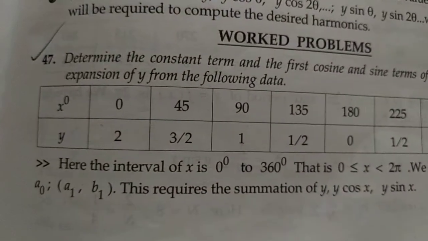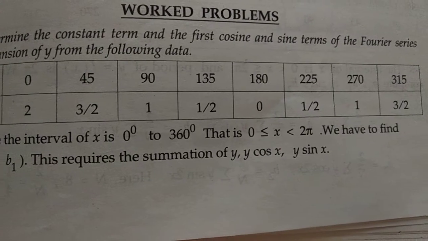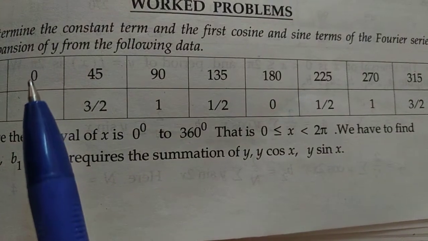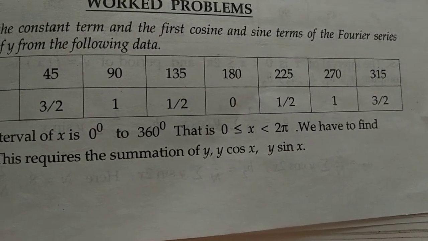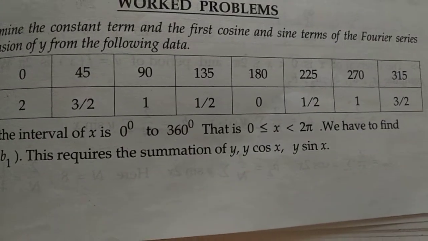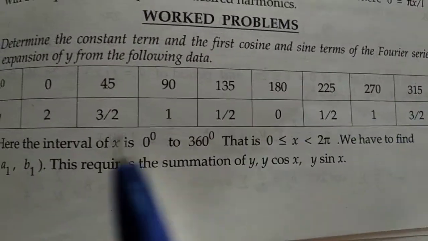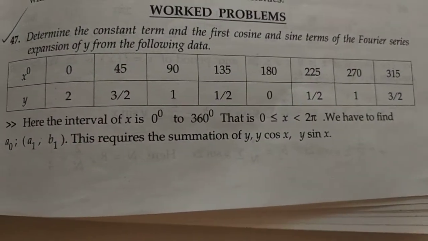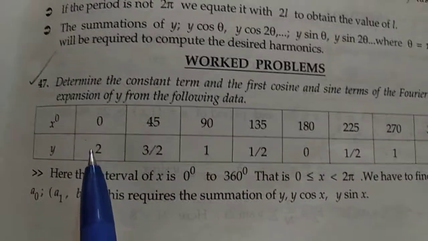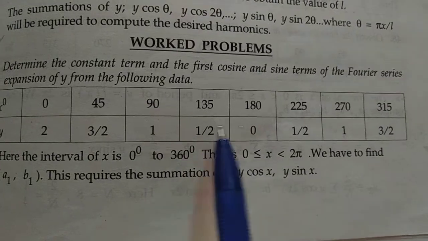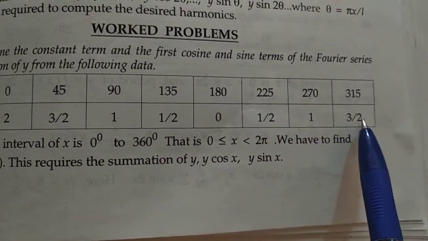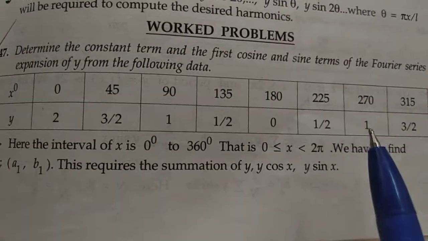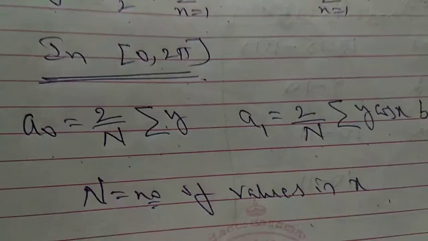Now we are given x values from 0 to 315 degrees, but actually we have to take the interval 0 to 360 degrees. Suppose 0 degrees is given first and 360 degrees is given at the end, then the first and last values are the same, so you have to leave out the first or the last value. But here 0 to 315 degrees is given, so you have to take all of 0 to 315 degrees. Now how many values are there? You have to count here: 1, 2, 3, 4, 5, 6, 7, 8. Therefore n is equal to 8, the number of values in the x row. N is equal to 8.